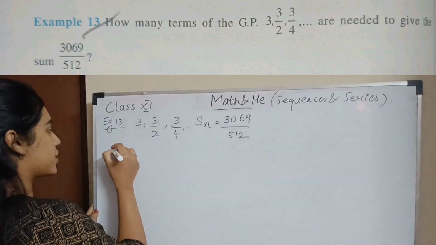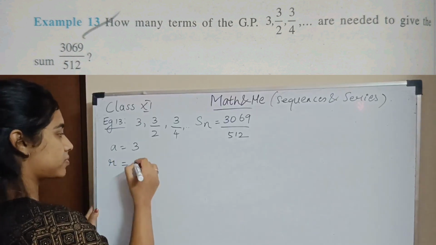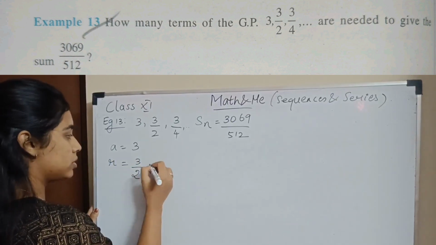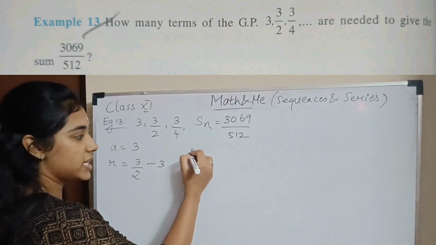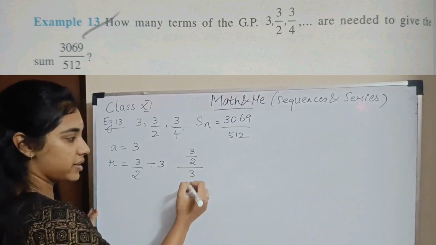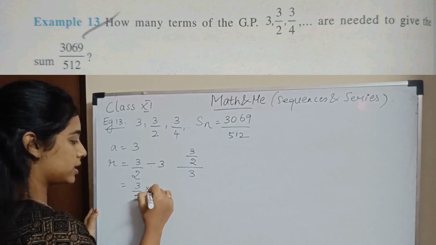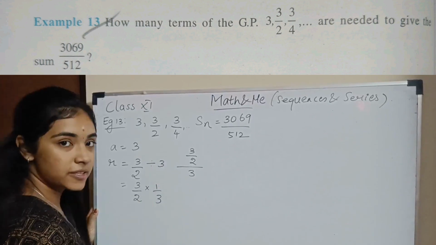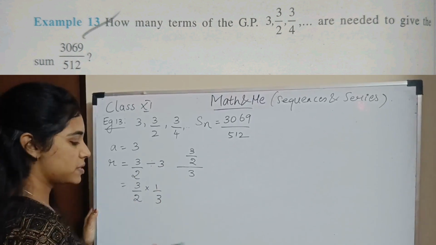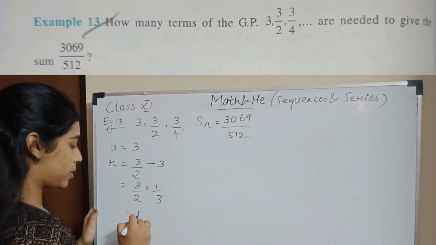Okay. So what is your A? 3. What is your R? 3 divided by 2, divided by 3. Can I write it like this? It is basically 3 divided by 2, the whole divided by 3. So now what will come? 3 divided by 2 times 1 by 3. Division becomes multiplication, and the number becomes the reciprocal. So what is my R? It is 1 by 2.